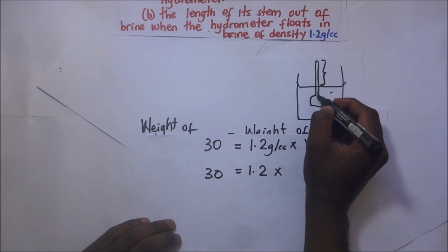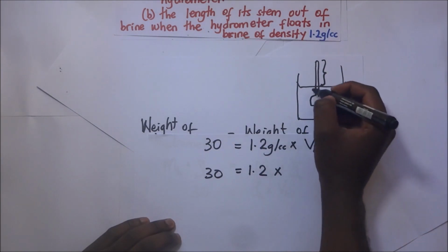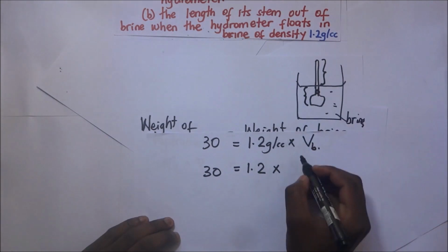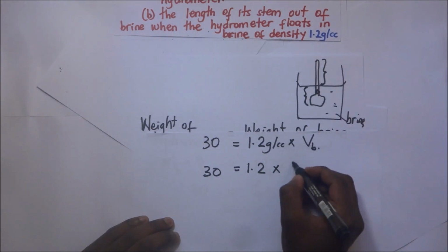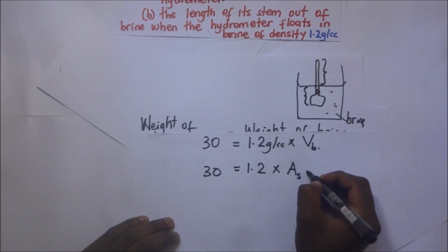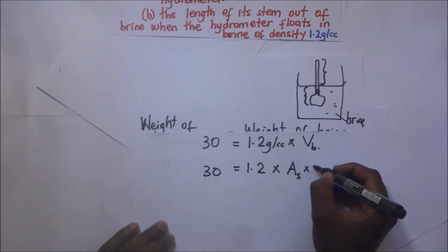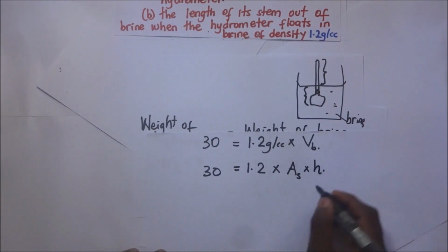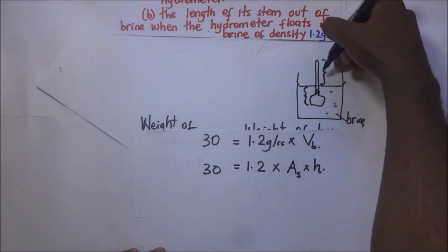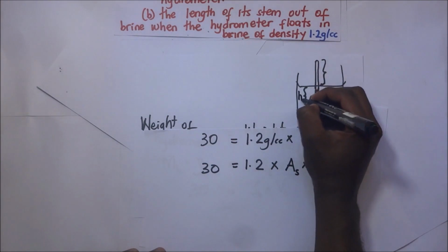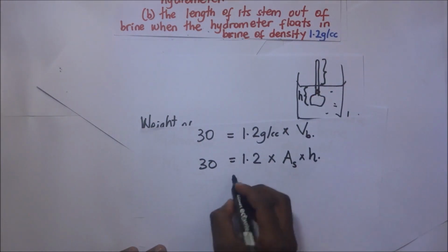So it's going to be the cross-sectional area of this hydrometer times the height. The volume is given by the cross-sectional area of the stem multiplied by the height that is occupied by the brine, which we do not know. Let's call that H, the height of the hydrometer that was submerged. So we find the height that was submerged in this case.